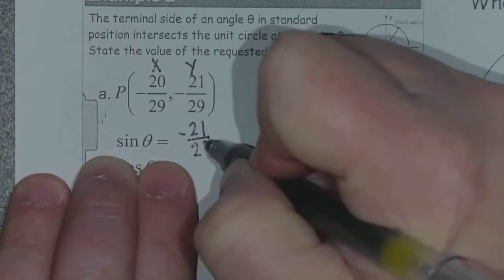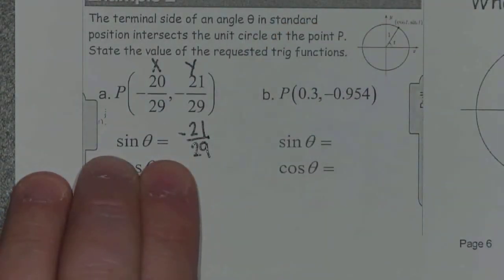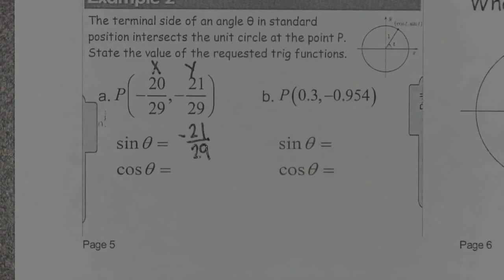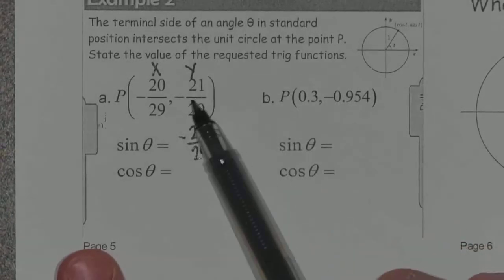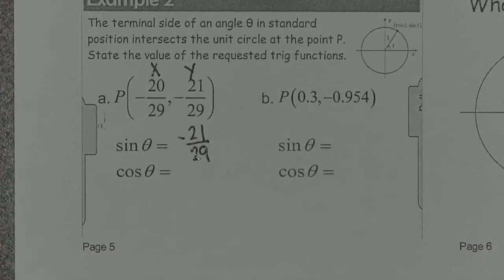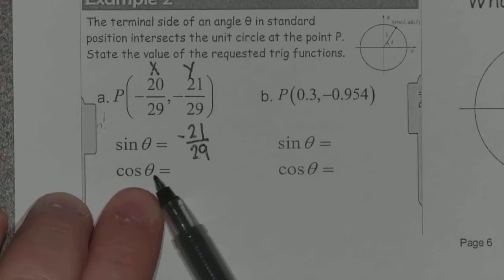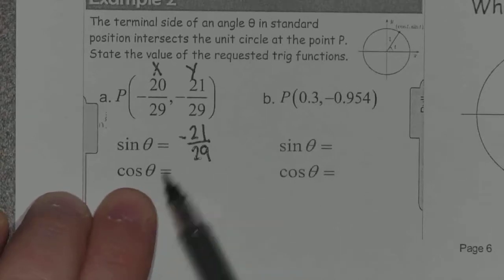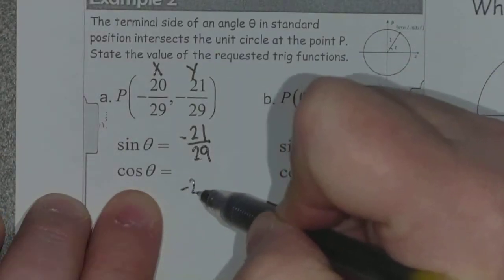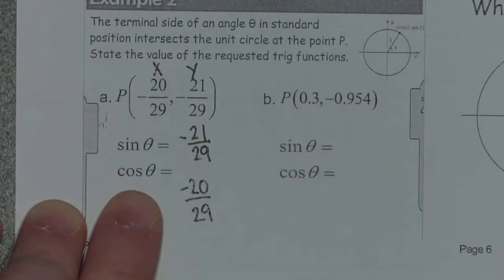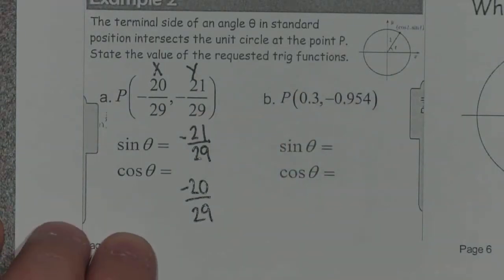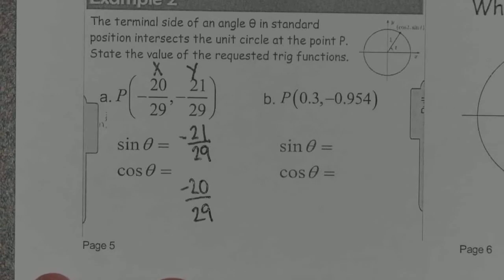Yeah, you guys, don't let it trick you. Sine is always your y value. It looks confusing here, but it's not. The sine comes from the y value in the ordered pair that your angle intersects. It says that this is the ordered pair that your angle intersects, so that's going to be your x and your y value for your sine and your cosine. All right, so what's my cosine value then? It's my x value, and my x value is negative 20 over 29. Okay, questions on that?